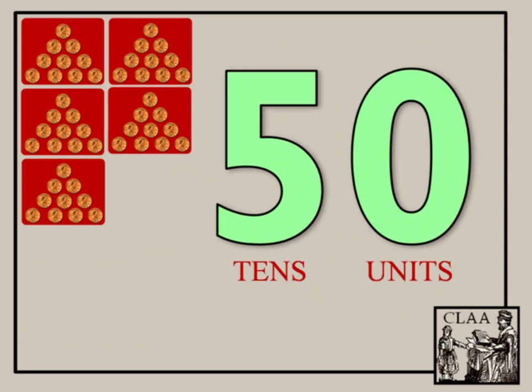After 49, we'll have 5 sets of 10. When we have 5 sets of 10, we have the number 50. 50 is written with a 5 and a 0. The 5 tells us that there are 5 sets of 10. The 0 tells us there are 0 units more. 5 sets of 10 is 50.